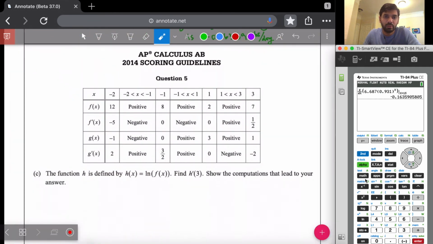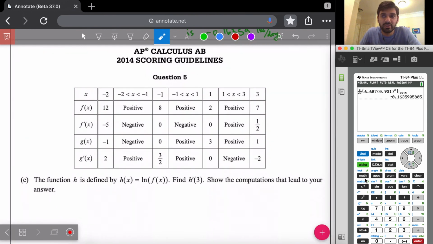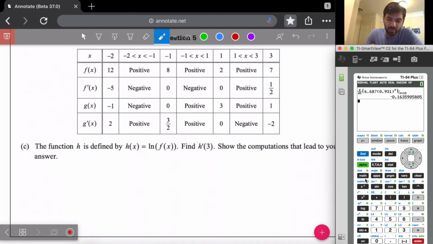And then here's number 5 from the 2014 test. This is part C. This includes a couple of different concepts. It includes taking a derivative of natural log. It also includes a chain rule, and it includes using this table up here to try to determine what's the value of h prime of 3. And it says show the computations. If it tells you to show something, you need to show that work in order to get full credit. So this is part C.